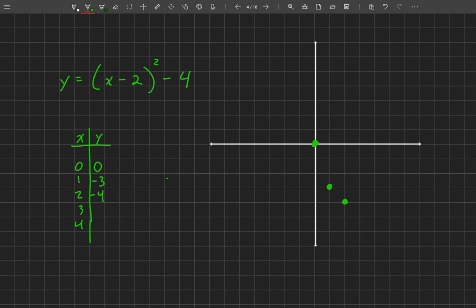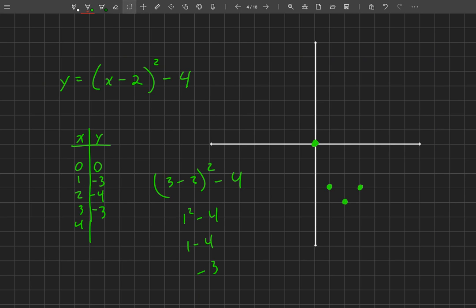All right, let's plug in 3. 3 minus 2 squared minus 4. Well, 3 minus 2 is 1. So that's 1 squared minus 4. 1 squared is 1. 1 minus 4 is, interesting, negative 3. I've already got a negative 3 on my chart. Well, let's plot it. So if I go to 3, which is right here, I get the number negative 3.